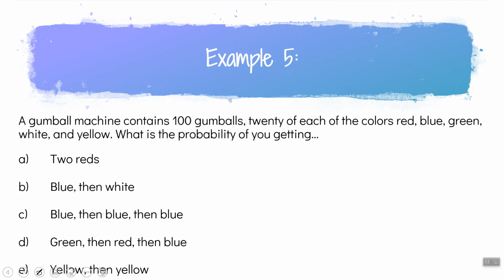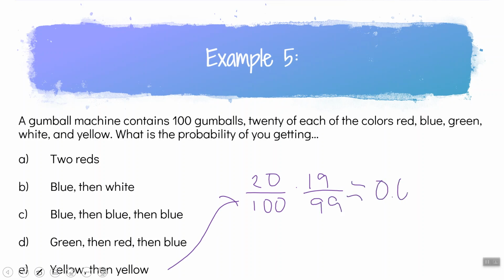A yellow, then a yellow. So this is going to look just like at the top when we did 2 reds, because the odds of getting a yellow are 20 out of 100. And then a second yellow is only 19 out of 99. Same as part A.